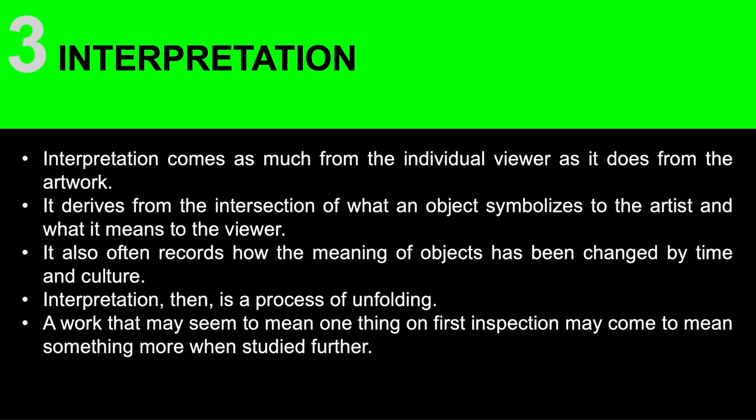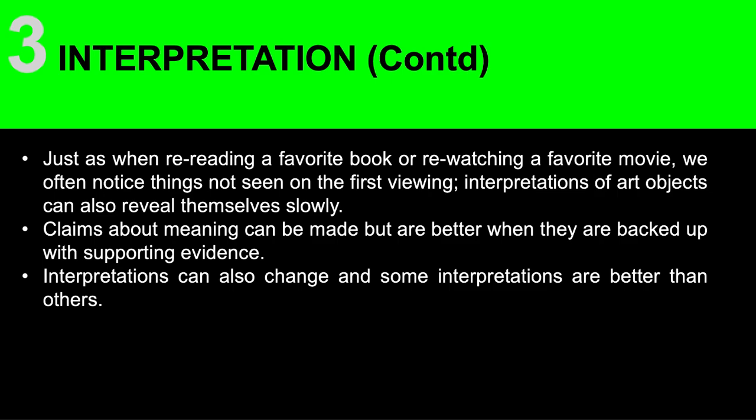Just as when rereading a favorite book or rewatching a movie, you may not have a very deep interpretation at first, but when you watch it again, you have a deeper interpretation of what you saw. Like, I had to watch The Matrix twice to understand what was going on. There are certain movies you watch and you're like, I don't even know what's going on. But when you watch it a second time, you now understand. That's what you're doing. You're trying to interpret what you saw and derive meaning so that when you continue with the movie, you're able to understand it better. Am I making sense? So claims about meaning can be made, but are better when they are backed up with supporting evidence.